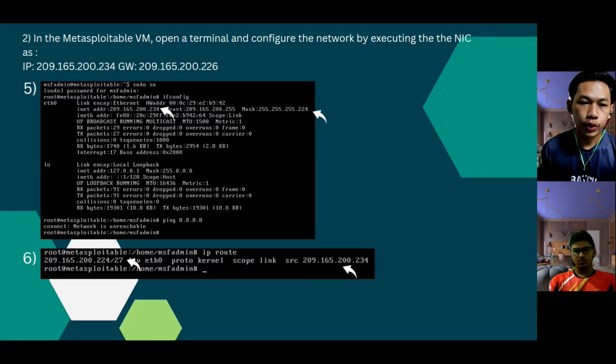After we reboot, we need to check whether the IP has already changed or not. So we type the ifconfig command to check the IP address. We can see in the image that the IP has already changed and the IP gateway has changed too, which is 209.165.200.151. Next.